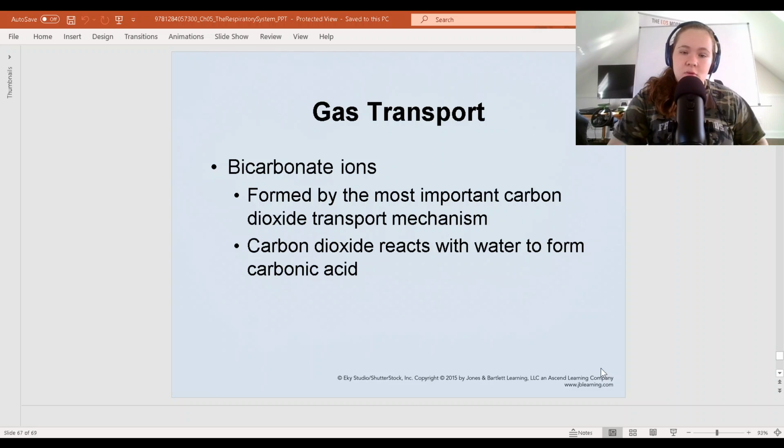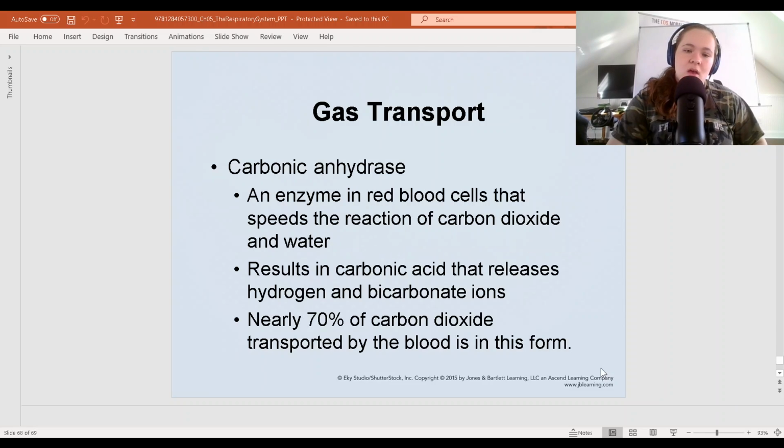Bicarbonate ions are formed by the most important carbon dioxide transport mechanism. Carbon dioxide reacts with water to form carbonic acid. Carbonic anhydrase is an enzyme in red blood cells that speeds the reaction of carbon dioxide and water. This results in carbonic acid that releases hydrogen and bicarbonate ions. Nearly 70% of carbon dioxide is transported by the blood in this form.